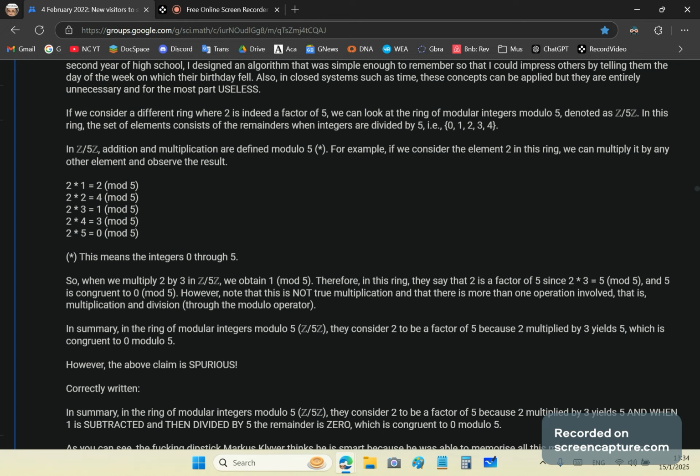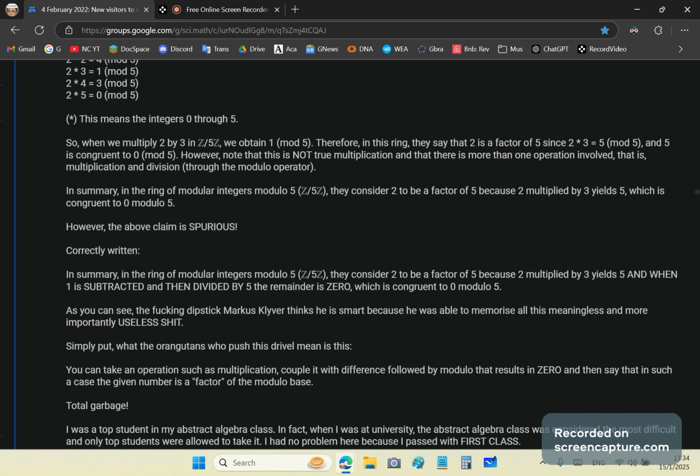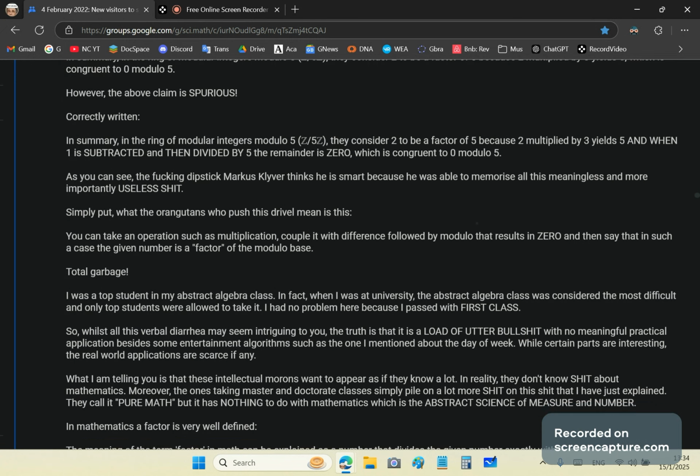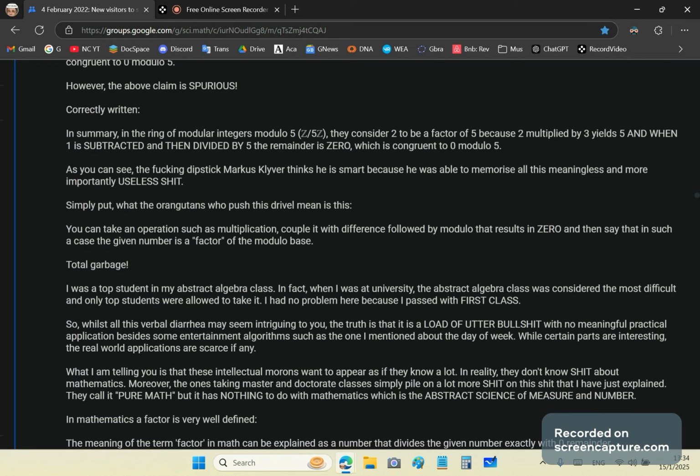In fact, all division and arithmetic operations come from geometry. So I go ahead and I explain to this idiot that the above claim that he made is spurious. Okay, it's not correctly written. It says, in summary, in the ring of modular integers modulo 5, they consider 2 to be a factor of 5 because 2 multiplied by 3 yields 5.